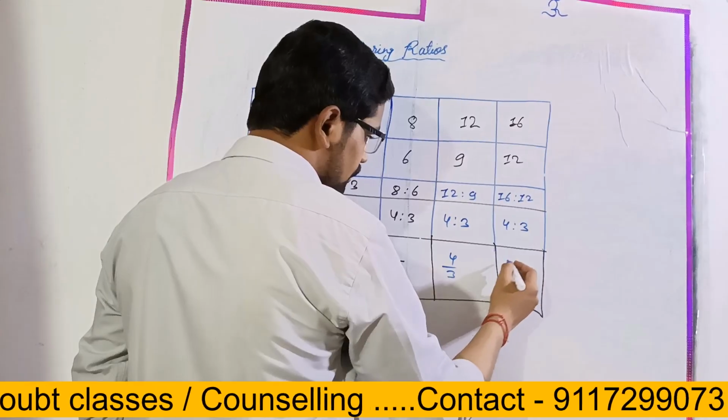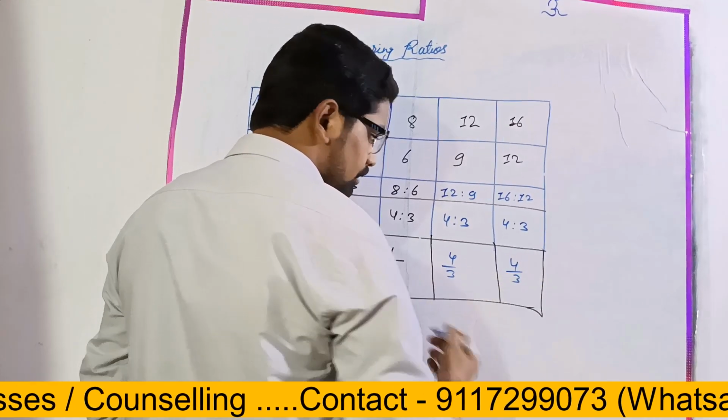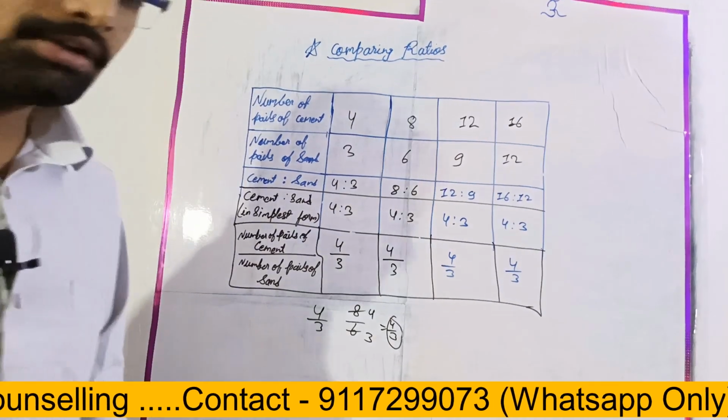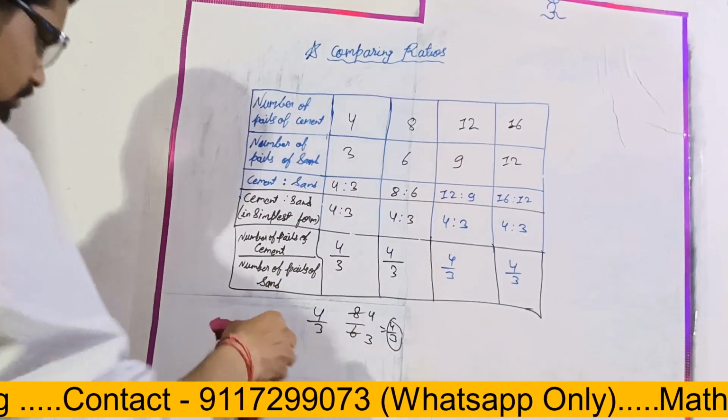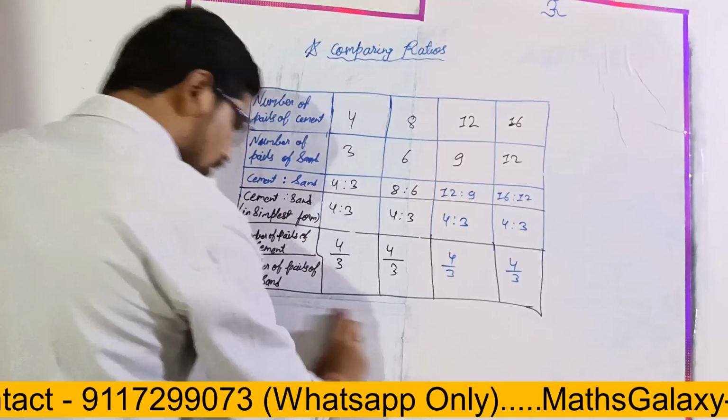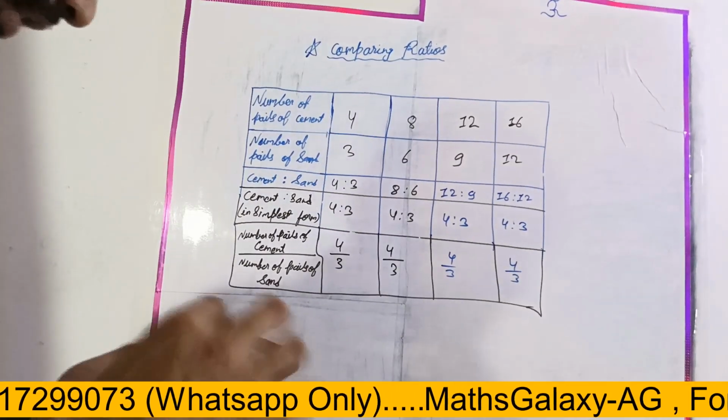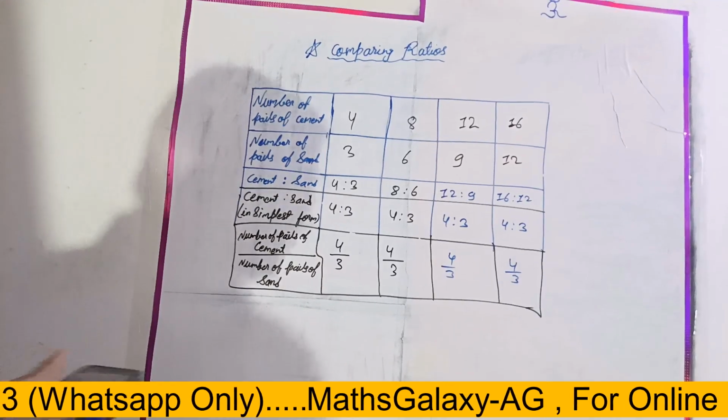Yeah, very good, है ना? It's the same thing. 4 by 3, right? What you can see here in the ratios, that's all similar. All are same, है ना? In the ratio all are same.